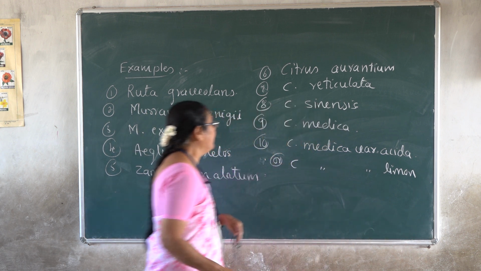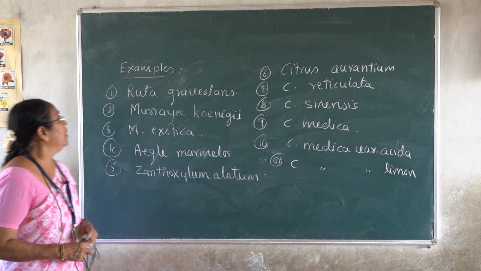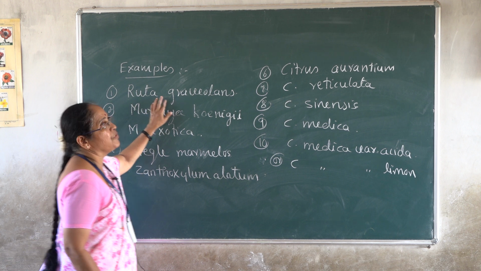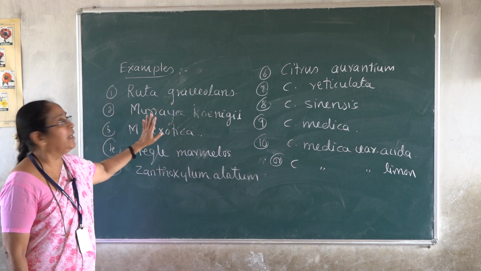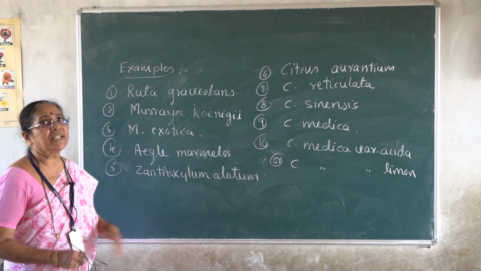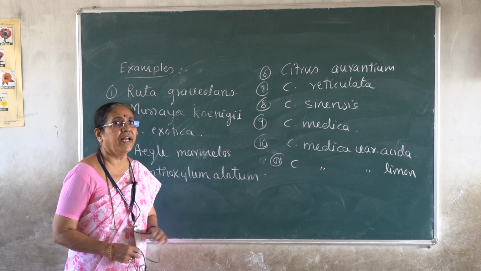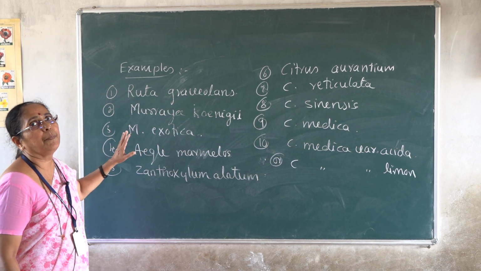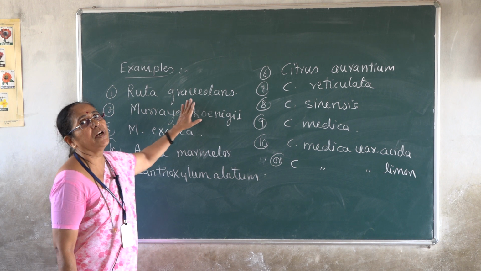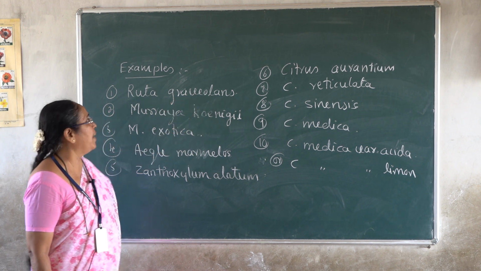So these are some examples of the family Rutaceae, where Ruta graveolens is one of the very important medicinal plants. This is used as a nerve tonic. Ruta graveolens is called Nagadali, the Kannada name. It is the herb of the family. Very highly fragrant plant parts are found in this family, and it is an important medicinal plant.